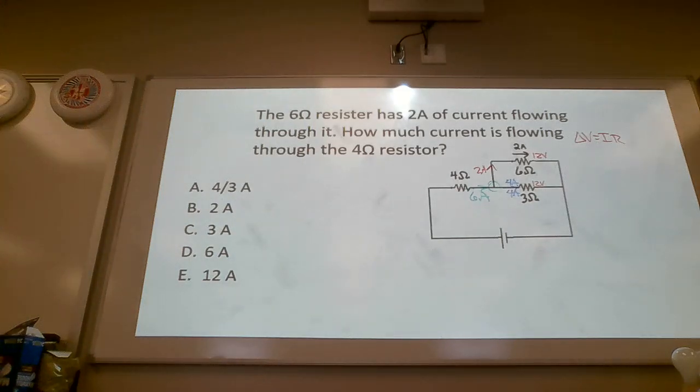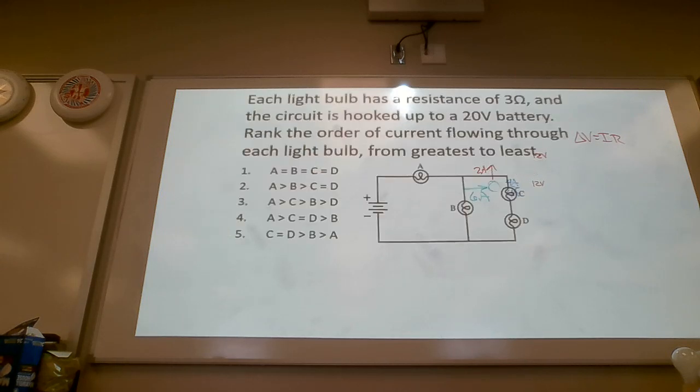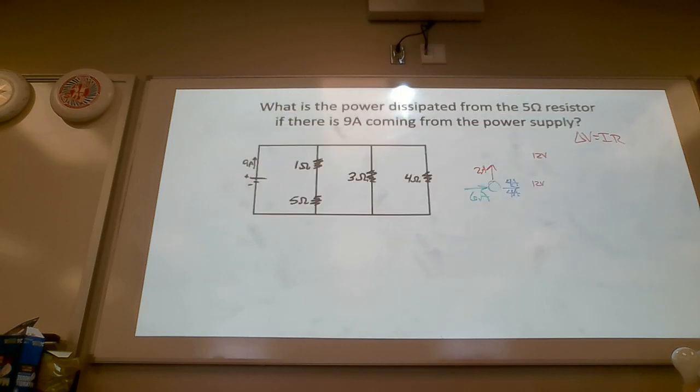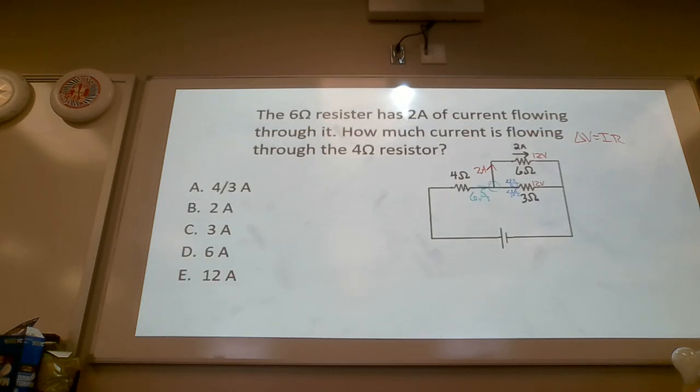So it's a different strategy if I give you stuff about an individual resistor versus in the previous problem, where I gave you stuff about the whole circuit. Does that make sense? This was the whole circuit, current coming from the power supply. Here I gave you current through an individual resistor. Okay? You got a lab quiz tomorrow. Okay?